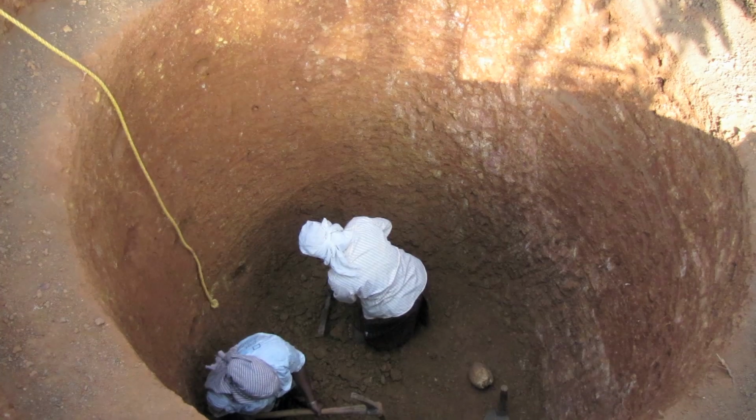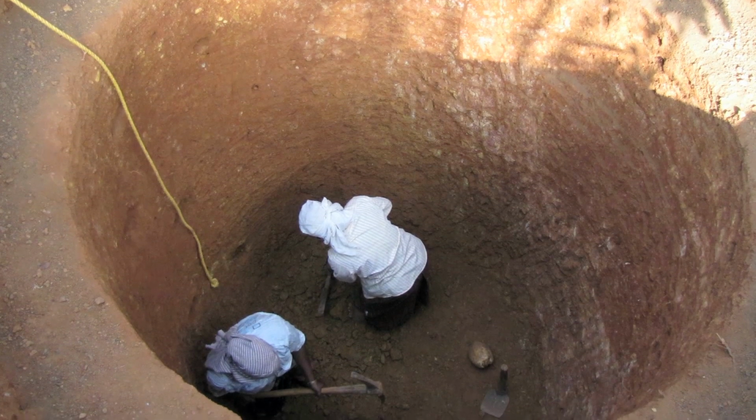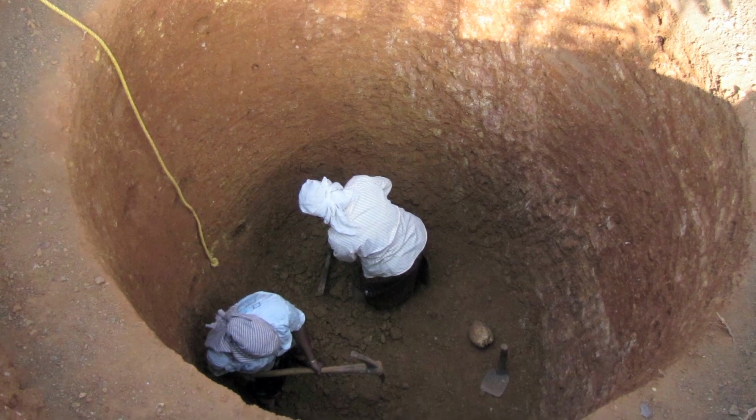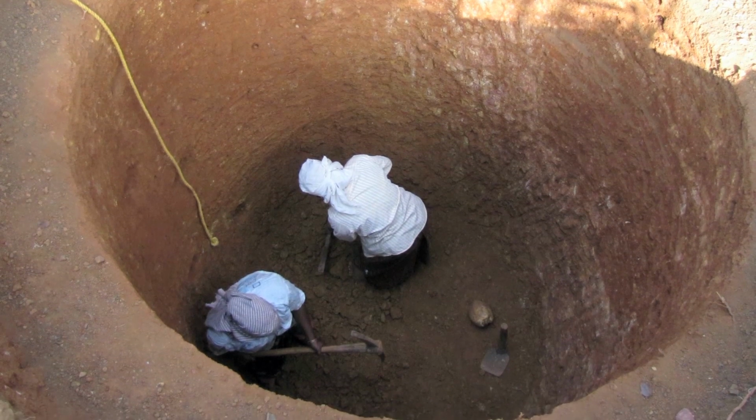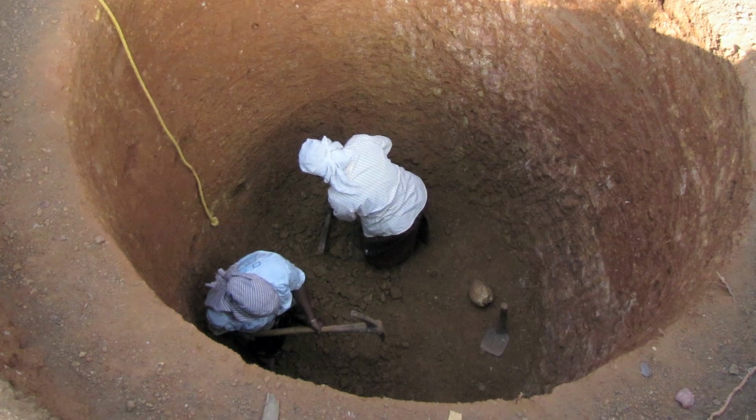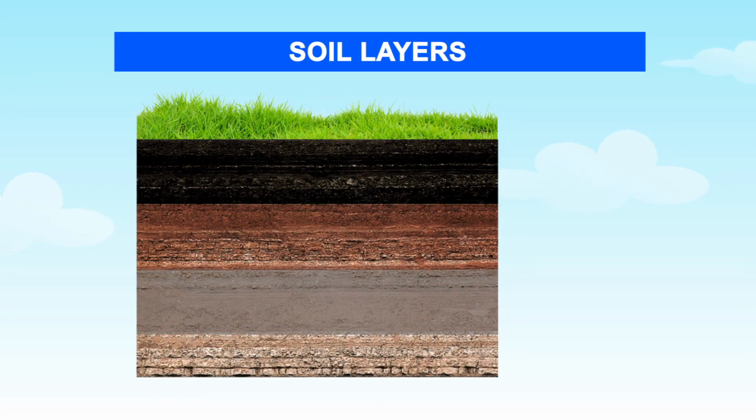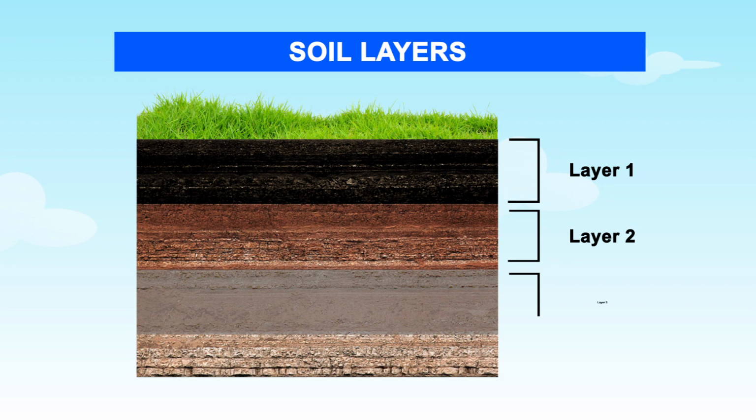Have you ever seen the digging of a well or a pond? Does the soil at every level look the same type? Of course not, because soil is composed of distinct layers. A vertical section through different layers of the soil is called the soil profile. Each layer differs in texture, color, depth and chemical composition. These layers are referred to as horizons.